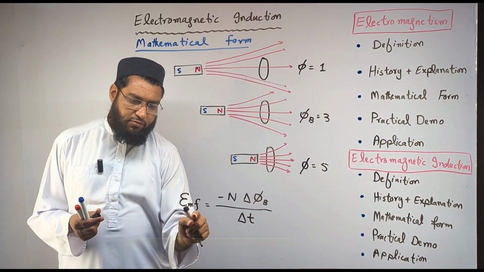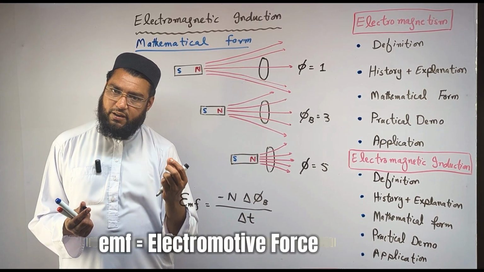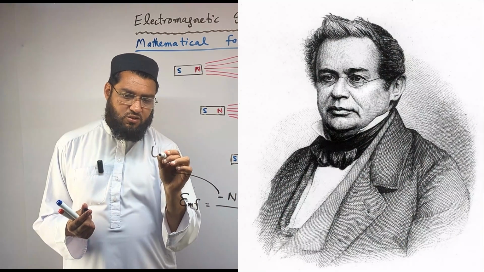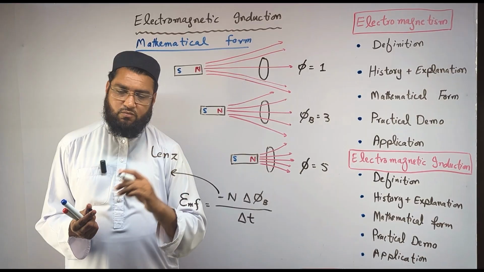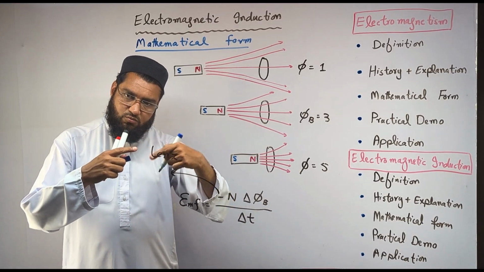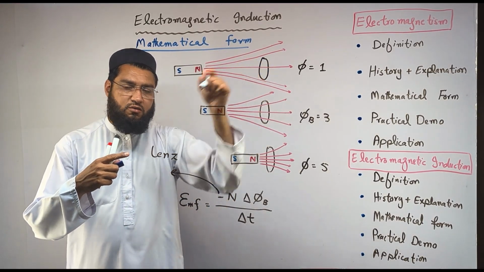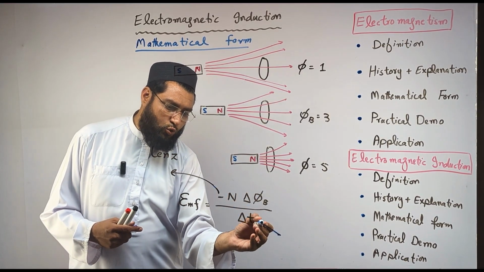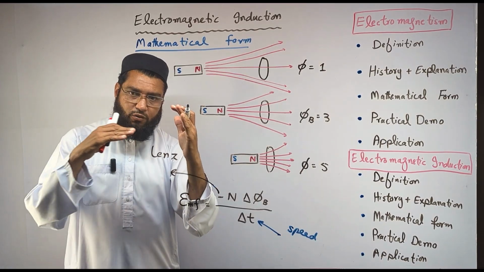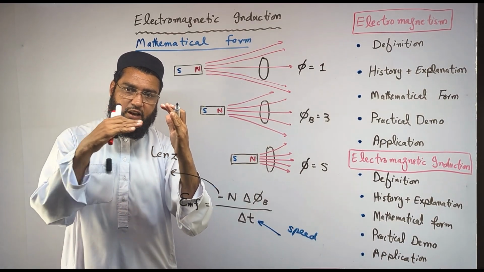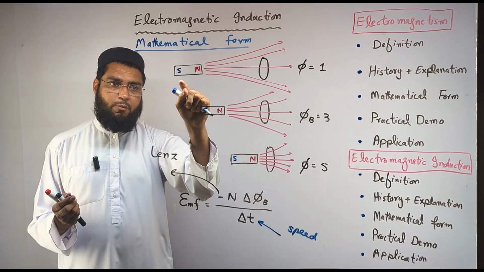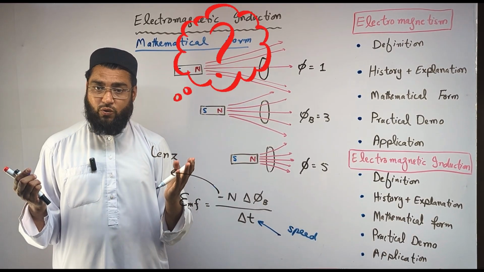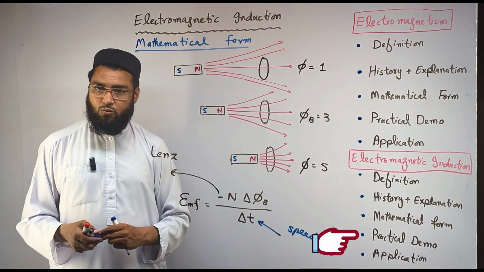Mathematically, EMF is also known as voltage or energy source. The minus sign was presented by Lenz, who was also a scientist. N is the number of turns of the coil, how many loops are present in this coil. Similarly, change of magnetic flux divided by del T. This shows the speed, how fast you are changing the magnetic flux in a coil. So finally, we can say that a magnet will produce electric current in a coil. How? Very easy. Come to the practical demo.